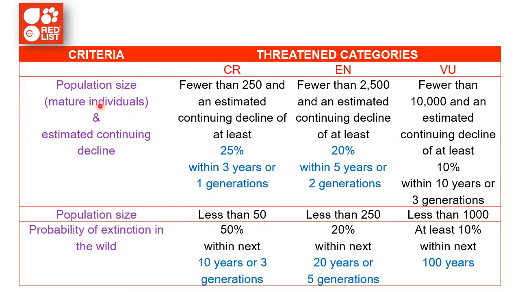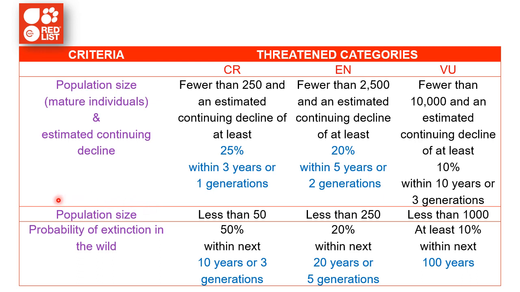Next is population size, mature individuals and estimated continuing decline. So today suppose we have fewer than 250 individuals left and there is a continuing decline, so that it is expected that 25% will decline within 3 years or one generation, then it is classified as critically endangered. The number today is fewer than 2,500 and there is a continuing decline going on, and it is estimated that it will be 20% within the next 5 years or two generations, then it is classified as endangered. Fewer than 10,000 individuals, decline of 10% within 10 years or three generations, it is classified as vulnerable.